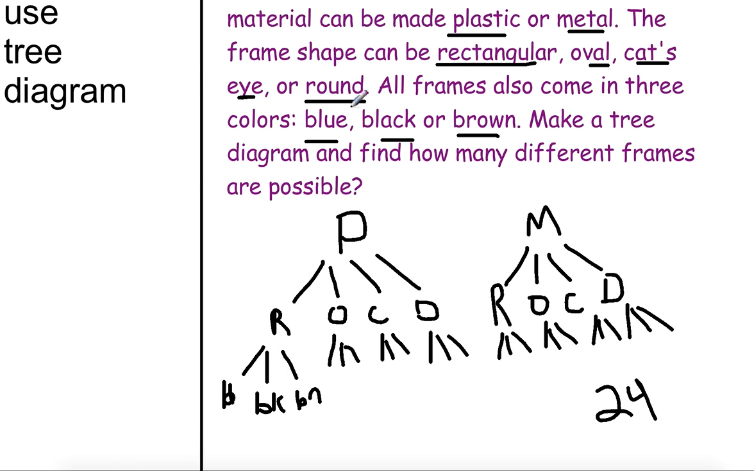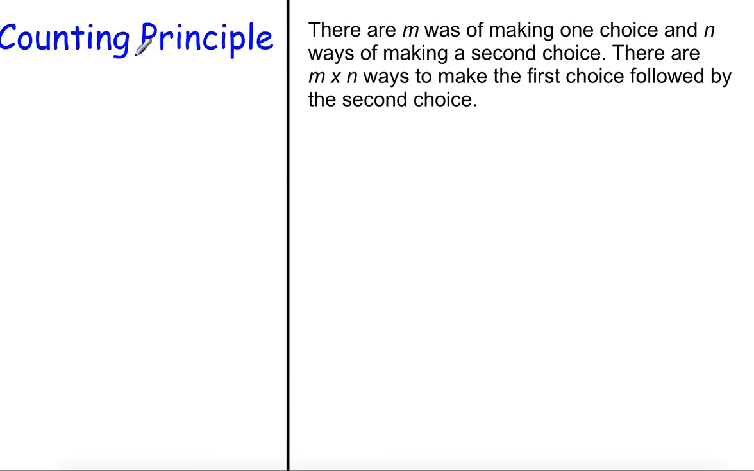If they don't need you to list them out and the directions don't say to list them out, you can use what's called the counting principle. You do not need to get this in your notes. Basically what the counting principle says, if there are m ways of making one choice and n ways of making a second choice, there are m times n ways to make the first followed by the second.